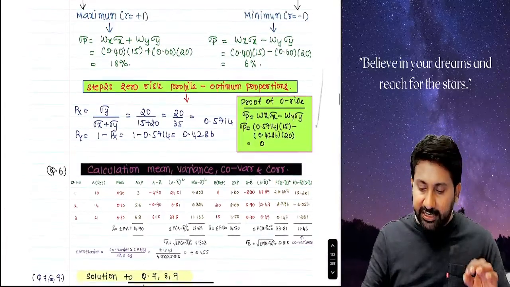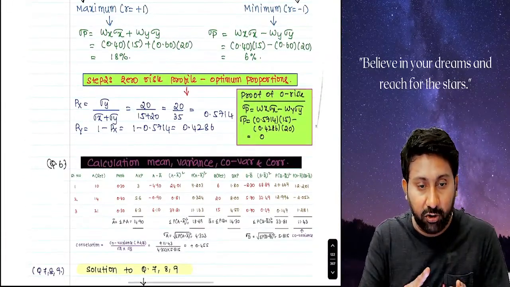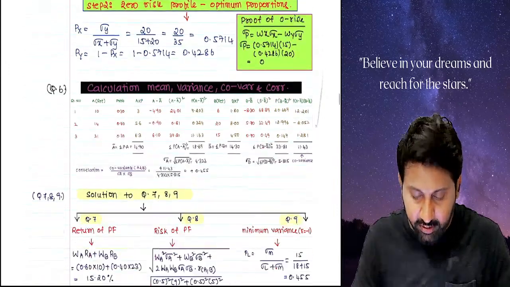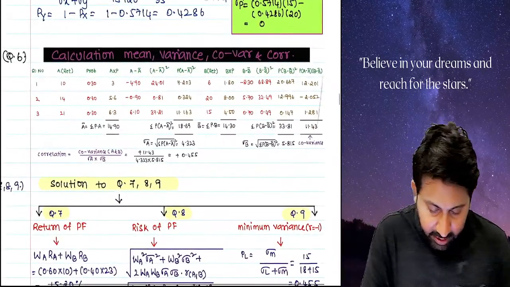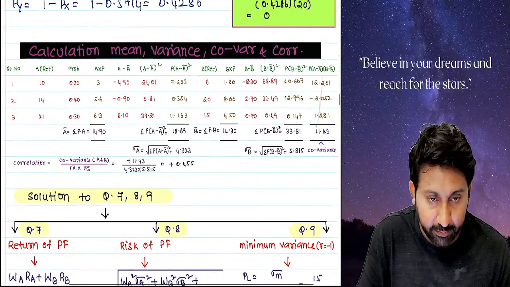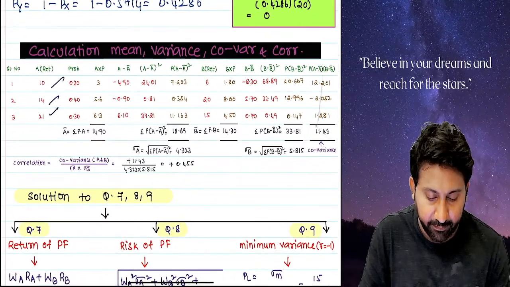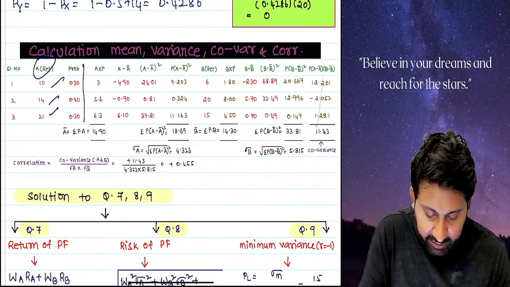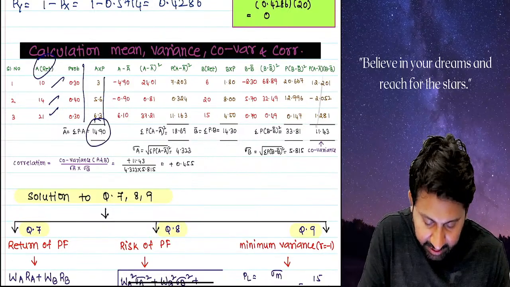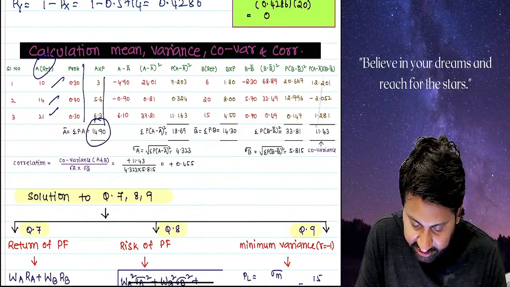Next, let us see one question where we have to calculate the mean, standard deviation, covariance, and correlation with the proportions. See here, information is given. See the screen, written 10, 14, 21. A, probability given, A into P. This is the calculation. So we got the mean.